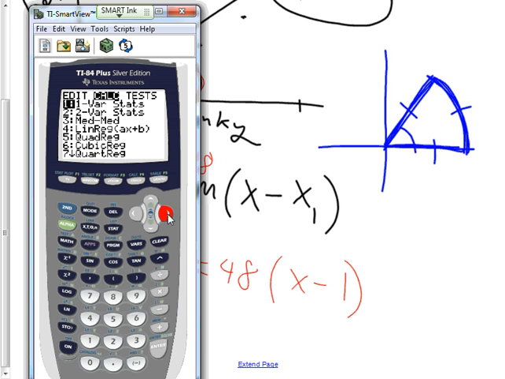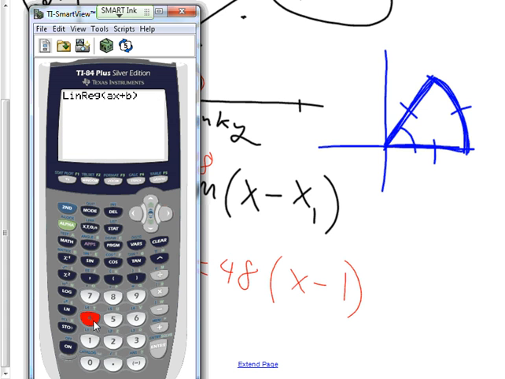Calculate. Now it says 1 variable stats, 2 variable stats. None of these look like a linear regression. Do they? Do you see one? Ooh, number 4 says lin reg. So everybody hit number 4. And lin reg.